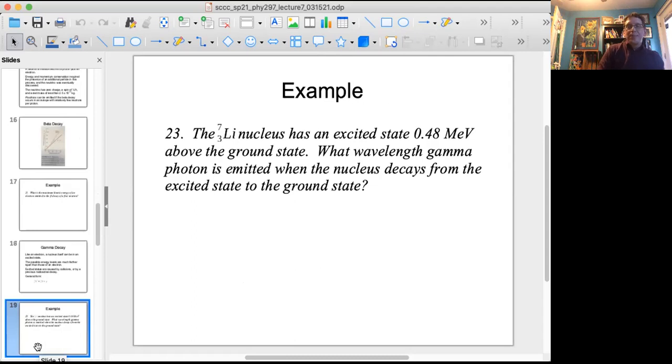And so the lithium-7, so lithium is atomic number 3. The lithium-7 nucleus has an excited state 0.48 mega electron volts above the ground state. What wavelength gamma photon is emitted when the nucleus decays from the excited state to the ground state? So we know its energy, and E is equal to hc divided by lambda. So we expect the wavelength to be very small. Remember, the smaller the wavelength, the higher the energy.